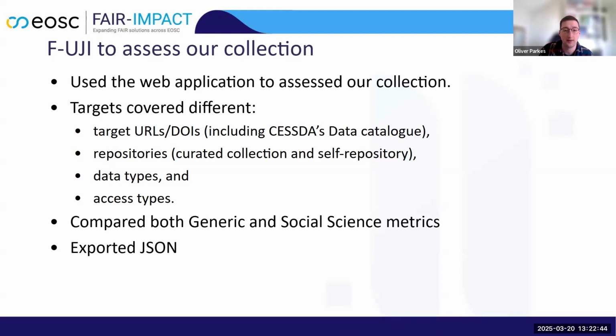And on top of this, we tested different target URLs and DOIs of the same object from our catalog. So if we were testing an open data set, we'd use the landing page URL, the DOI associated with the object, as well as the URL from CESSDA's data catalog. So each object selected was tested a few times using different links. We run the tests against both the generic and the social science metrics.